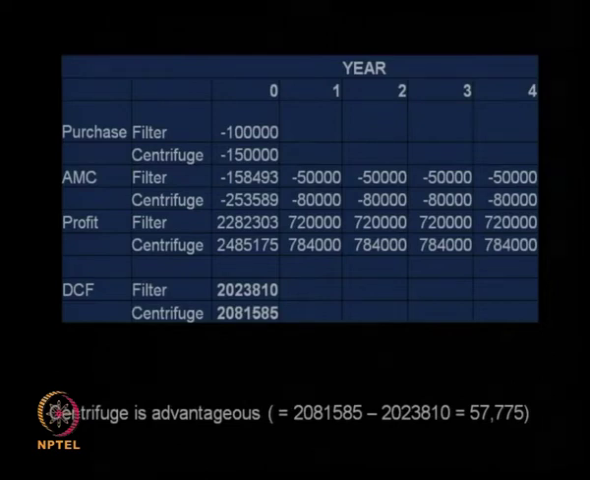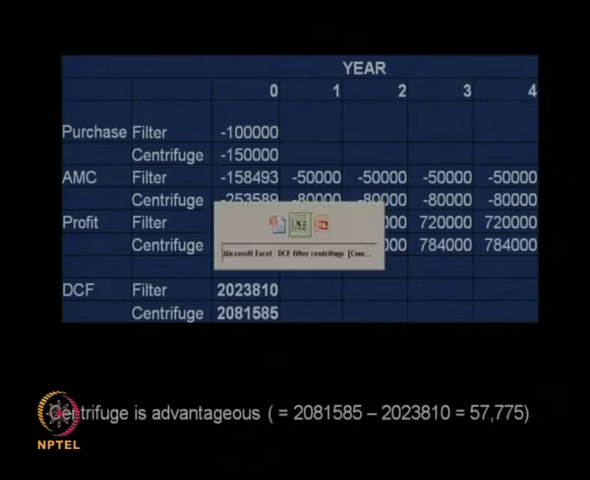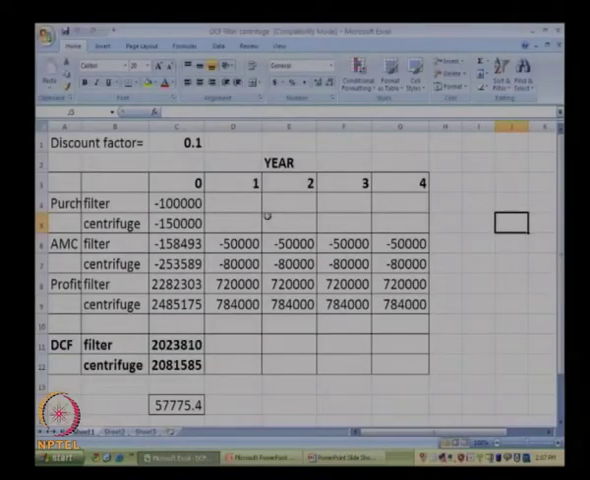I got an Excel of the same thing. Now this is the Excel sheet of this same problem. Same table: the cost of the filter, cost of the centrifuge, then the AMC for the filter, AMC for the centrifuge, profit for the filter, profit for the centrifuge. So the total discounted cash flow for the filter is 20 lakhs 23,810, and for the centrifuge 20 lakhs 81,585. The difference for the centrifuge is 57,775.